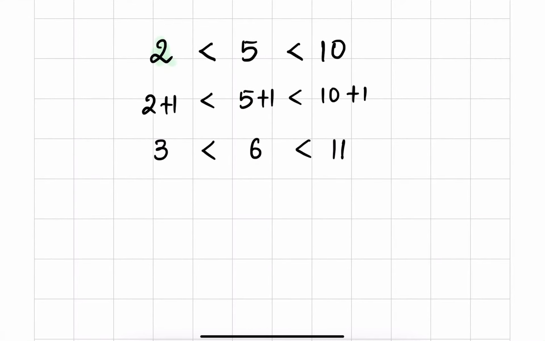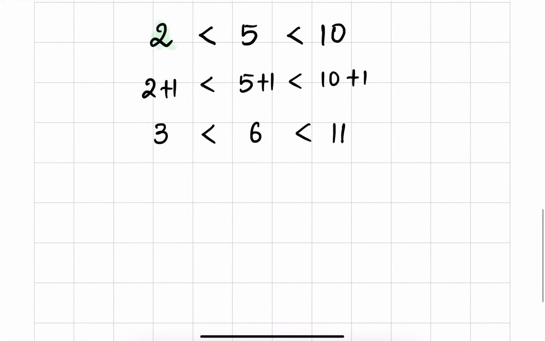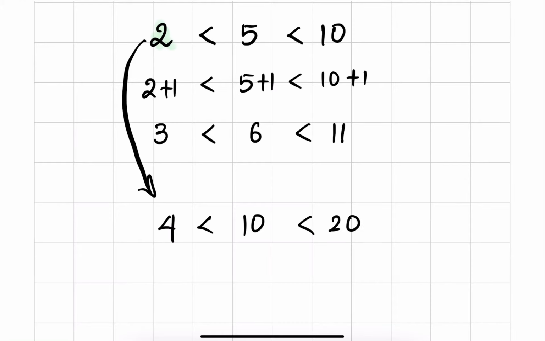Similarly, if you multiply them with the same number, let's try to double all of them up. 2 twos are 4, 5 twos are 10, and 10 twos are 20. The relationship still is valid.